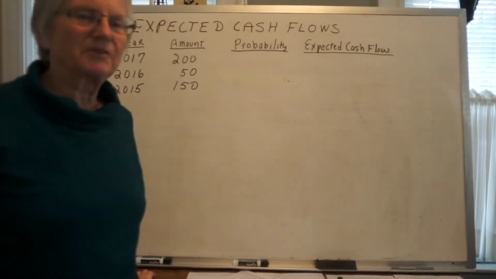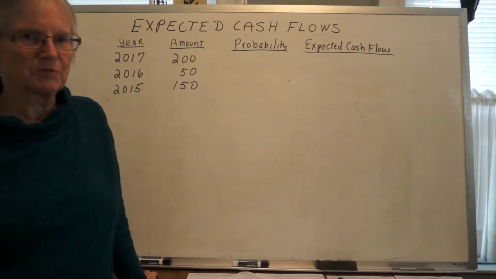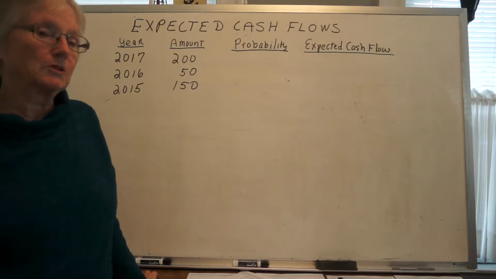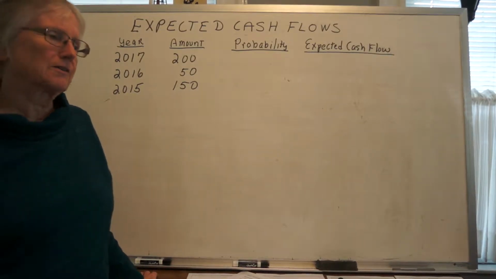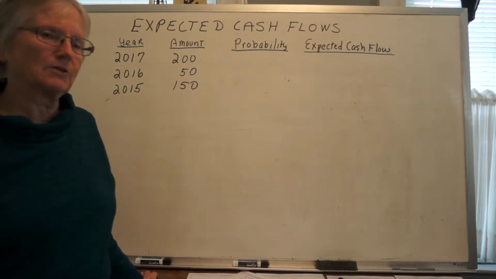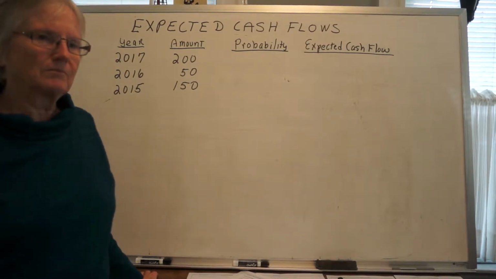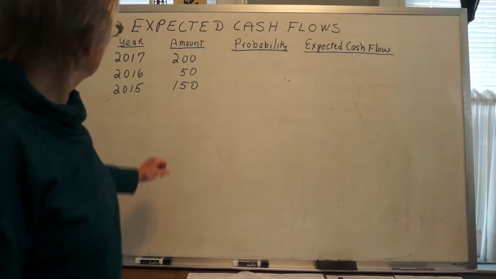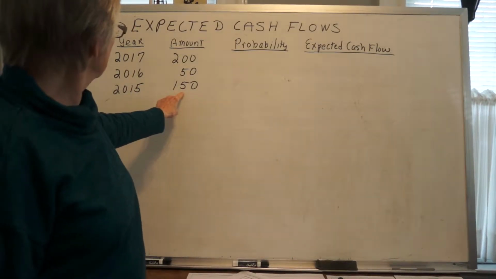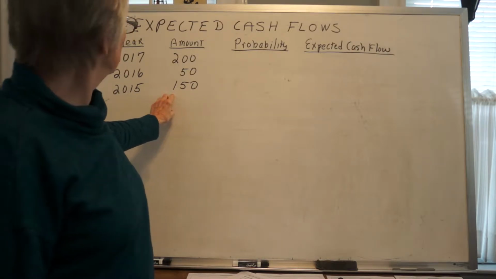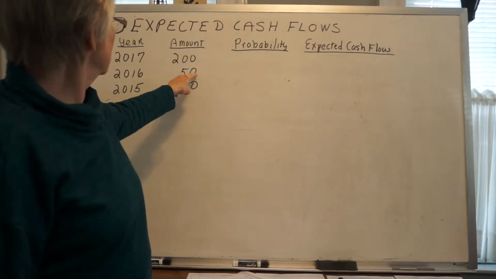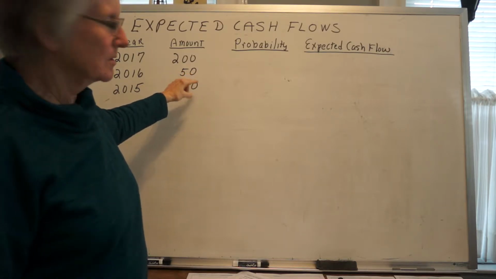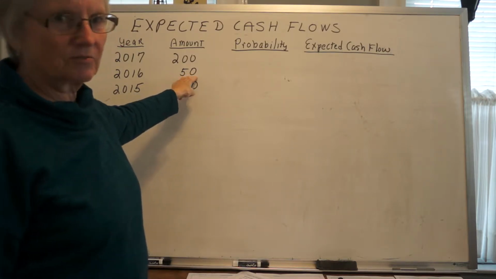Expected cash flows. The holidays are coming up. Cash flow is important. Maybe some of you have a relative that might give you a gift every year, an old aunt or an uncle that lives somewhere far away. And depending on how you were that year, the check may vary. So maybe in 2015 they sent you $150, but then you forgot to send a thank you note, and so the next time they only sent you 50.